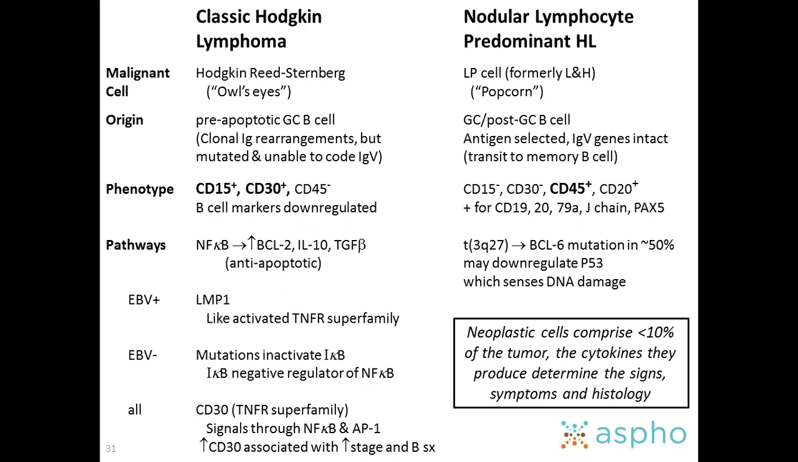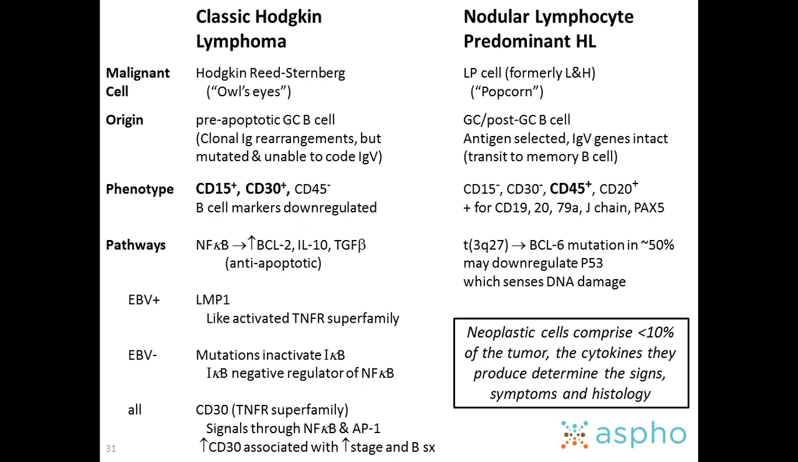Classic Hodgkin lymphoma versus nodular lymphocyte predominance. So this is the comparison between the two. I've already talked about the malignant cells. The origin of these cells for classic Hodgkin is a pre-apoptotic germinal center B cell. So these cells have undergone clonal Ig rearrangements, but they've mutated and they're unable to code for the Ig variable region. So they should have had apoptosis, but they didn't.